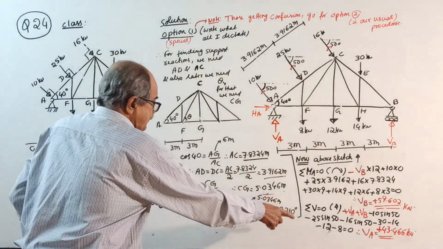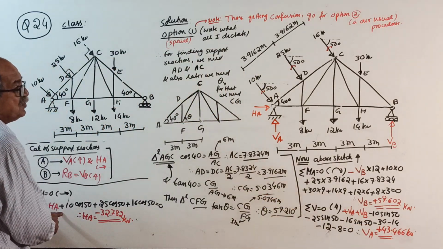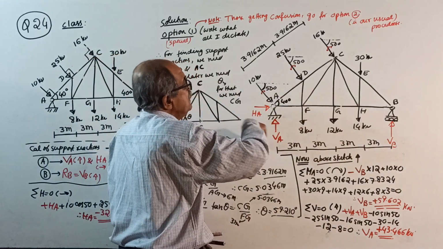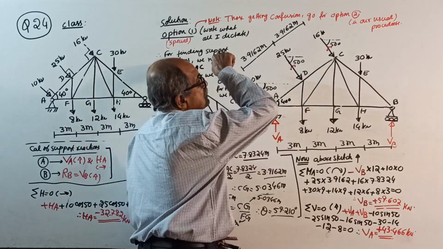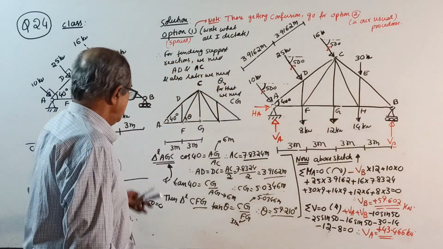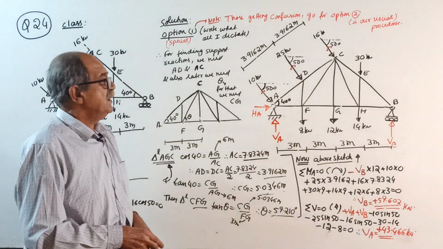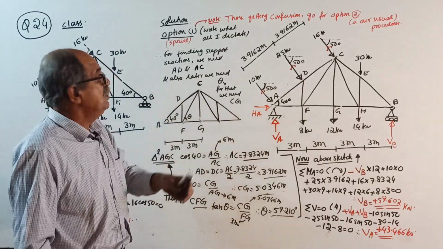Some space is not there, come here. Sigma H equal to 0, right side positive: plus HA plus 10 cos 50 plus 25 cos 50 plus 16 cos 50 equal to 0. HA will come minus 32.782. Okay, now I will rub the board.